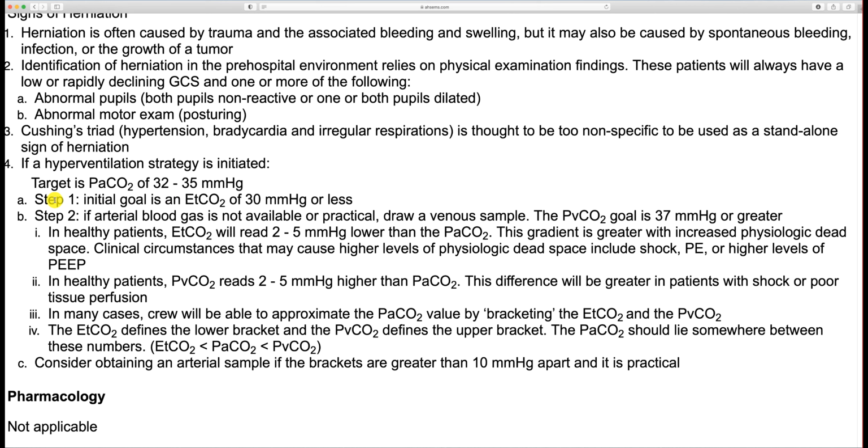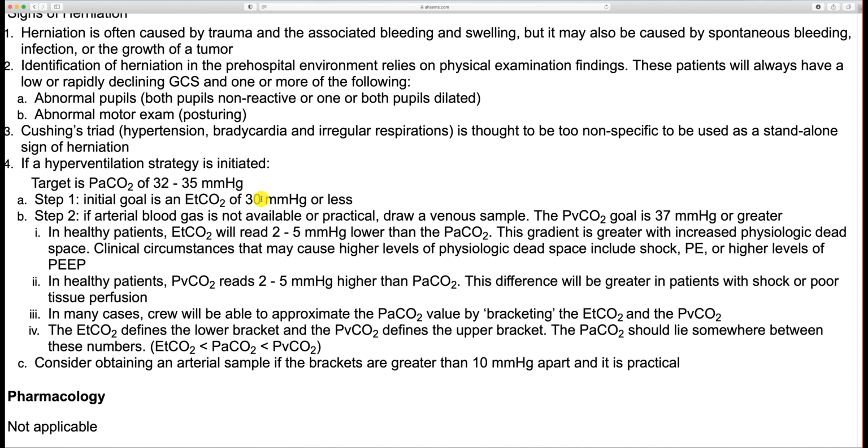So the end tidal, our goal then, you'll notice our end tidal goal has slightly moved down, our arterial goal has slightly moved down, and our venous goal has slightly moved down. So step one, obviously, since it's the most available, is that end tidal for sure. So you want to get that to 30 or below.